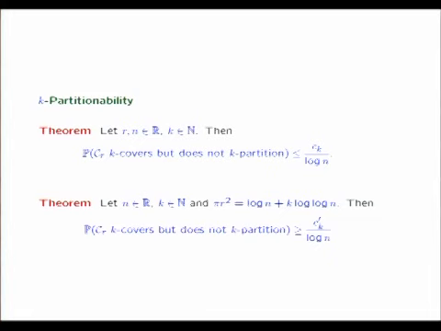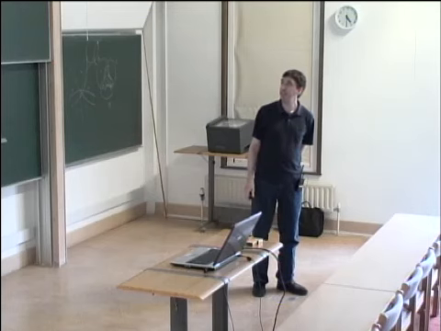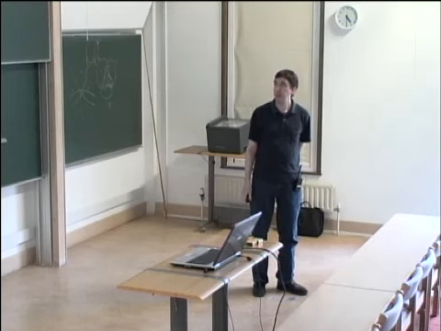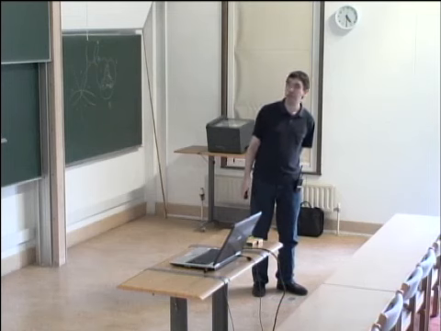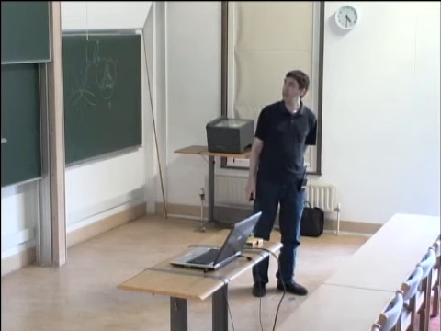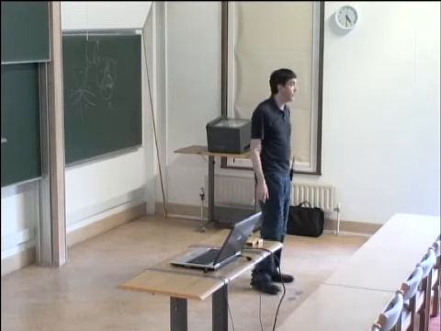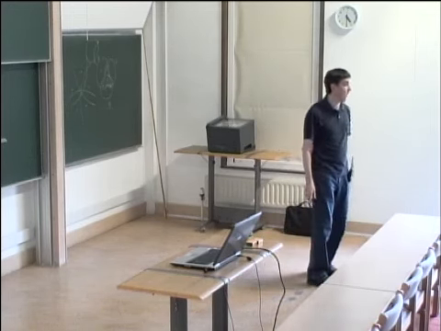And the result is that regardless of the values of R and N, and for any fixed K, the probability that you have a K cover but it's not K partitionable is little o of 1. It's in fact less than a constant over log n.